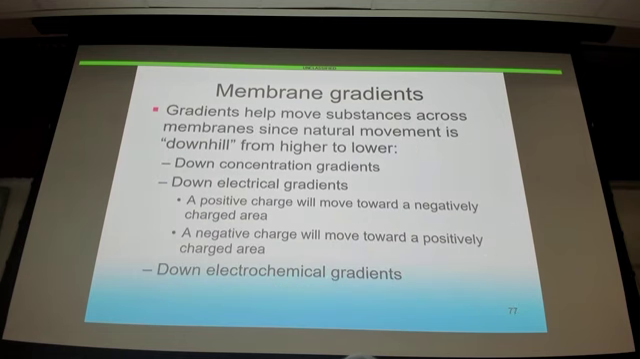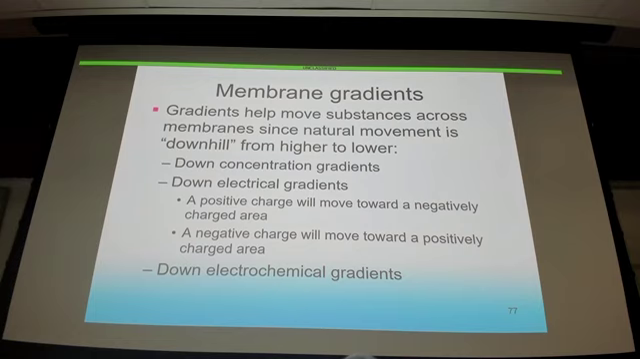That's part of the electrochemical gradient. Anytime you talk about a concentration gradient, whether it's a sodium molecule or whatever it might be, it's going to go downhill, from an area of higher concentration to lower concentration. But if it's an electrical gradient, it's going to go based on positive versus negative charges.